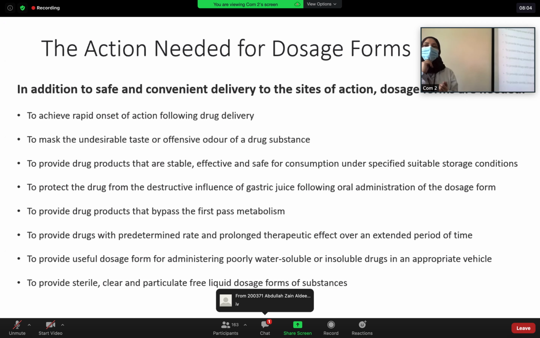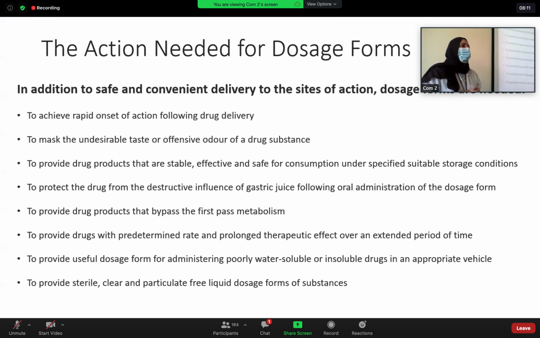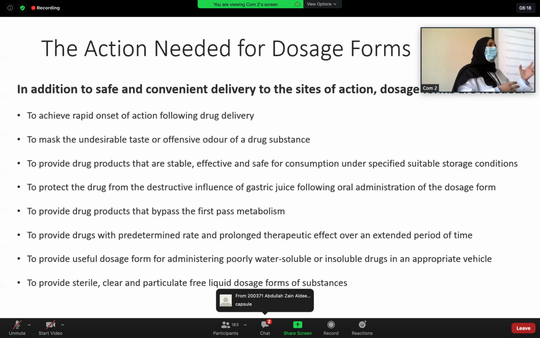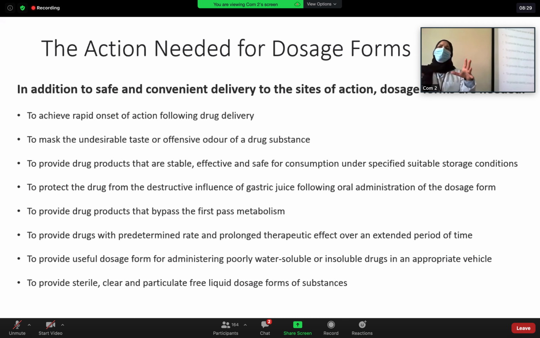To mask the undesirable taste or offensive odor of a drug substance. Okay, so the capsules will be the oral dosage form, but yeah, that's very close. There are other kinds of formulation that we call coated. We'll explain more about it. It's going to be designed in a way that the medication will be the inner part or the core part of the formulation, and then there will be outer layers which will mask the taste or the odor of that medication. Granules also can be one of the forms where the medication's properties will be masked, like the taste and the odor as well.